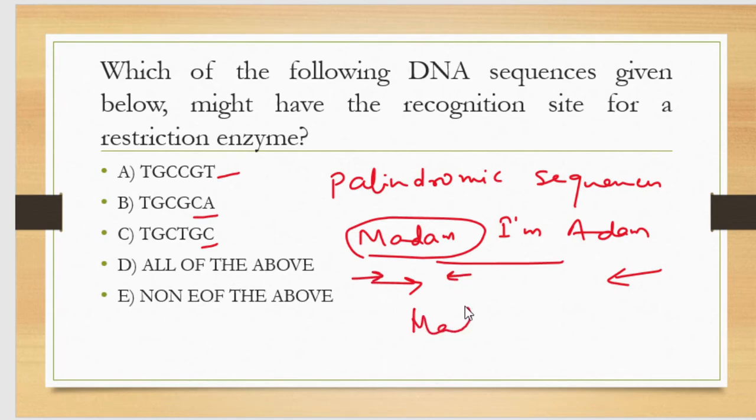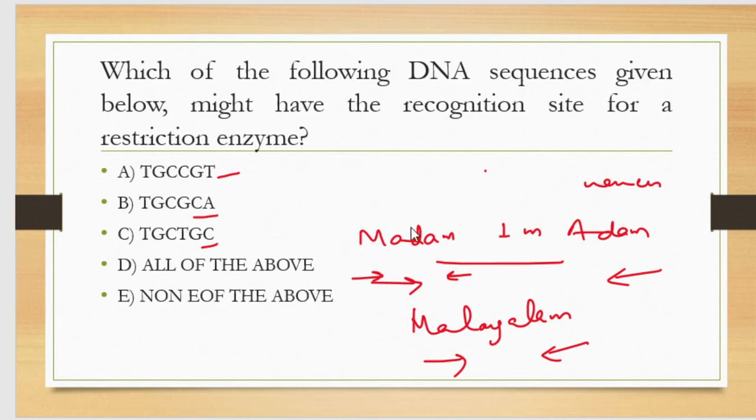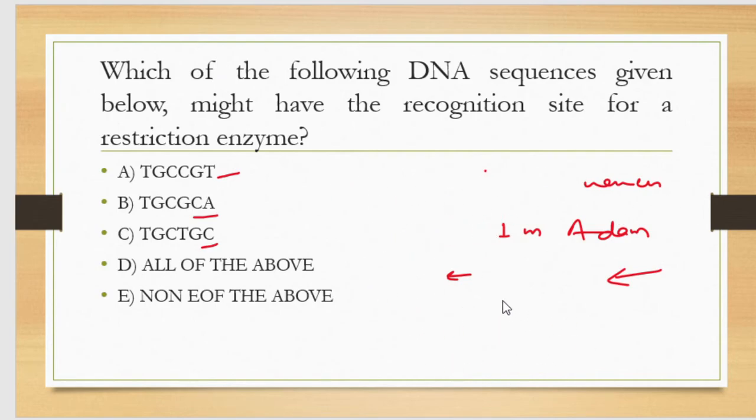Another example is Malayalam, a very common example people give to explain palindromic sequences. From here it is Malayalam, and if you read it from here, it is also Malayalam. This is what we need to check here. Let me make a little space. Okay, now back to the sequences. In the same way, we have to check here also.